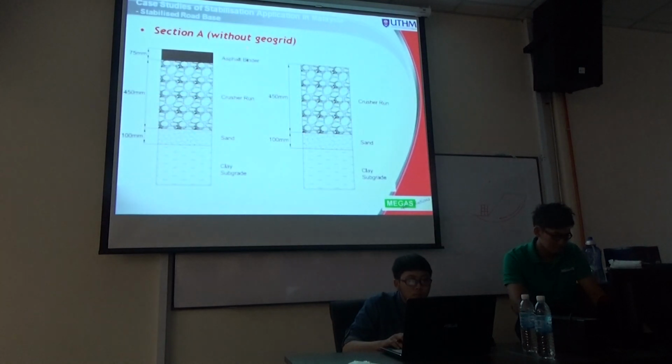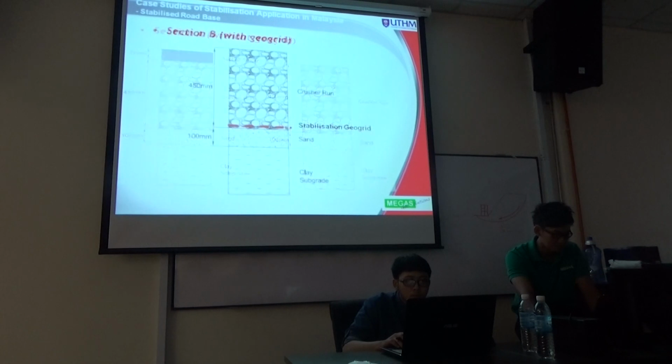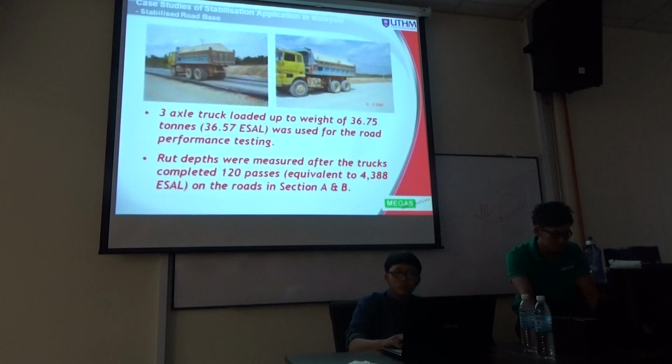Section A is without any geosynthetic material. The difference is that we divide it into two parts. One part is with the pavement, the other one is unpaved. It has 450 mm thick road base and 100 mm of surface, which is a sand layer. Section B is with geogrid, but without pavement.